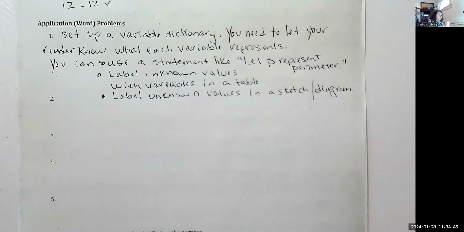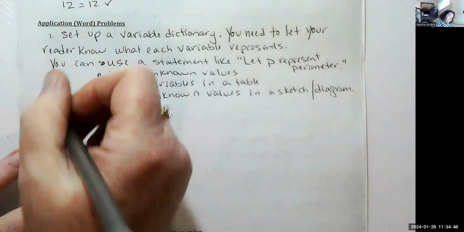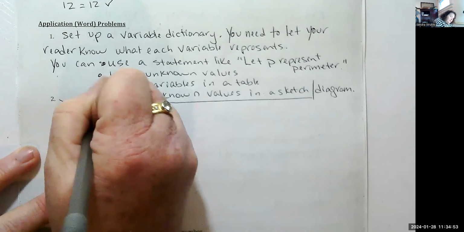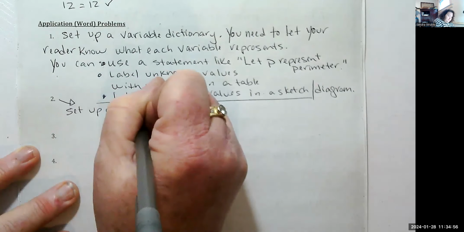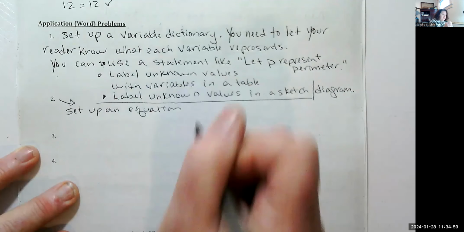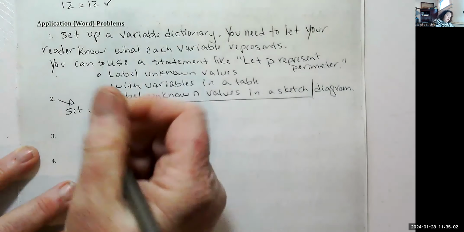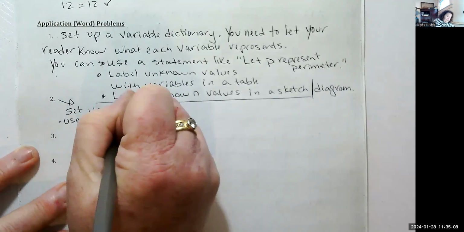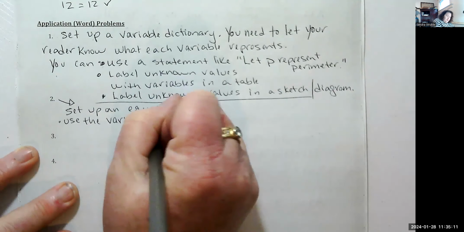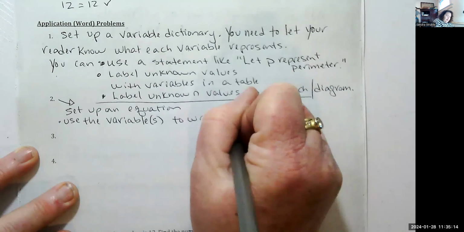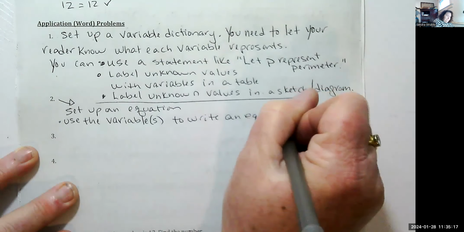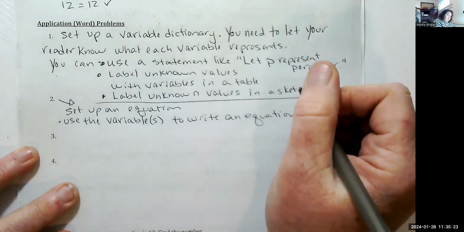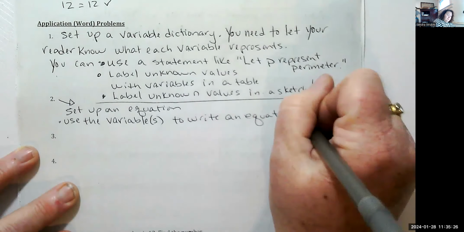Okay. All right. Number 2 is you're going to set up an equation. You're going to use the variable or variables to write an equation. The ones that you've, your variable dictionary, you're going to use those to write your equation that models what the problem is, that models the problem.